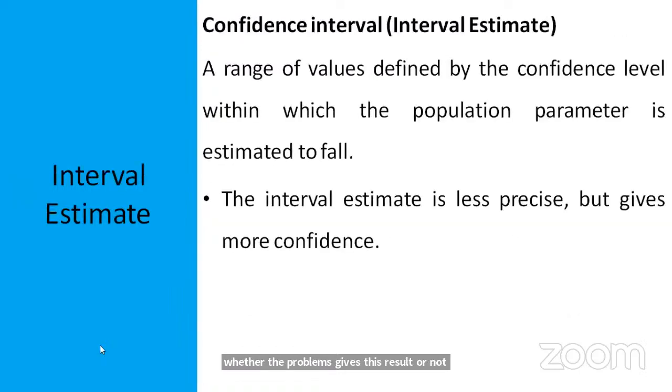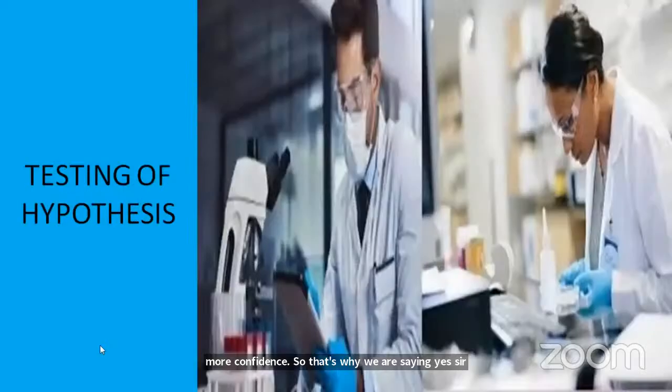Next, interval estimate. This is called the confidence interval. It is a range of values defined by the confidence level within which the population parameter is estimated to fall. The interval estimation is less precise, but it gives more confidence. That's why it is also called a confidence interval.